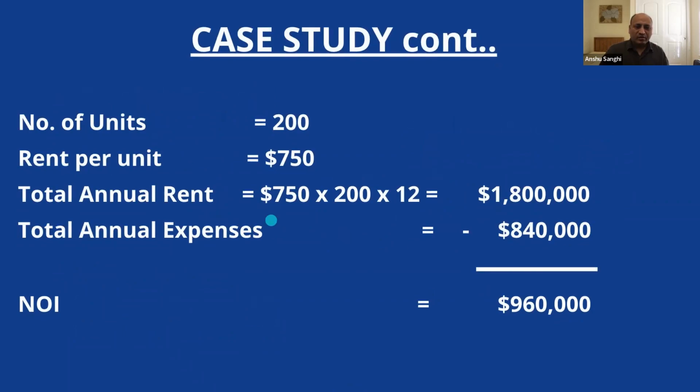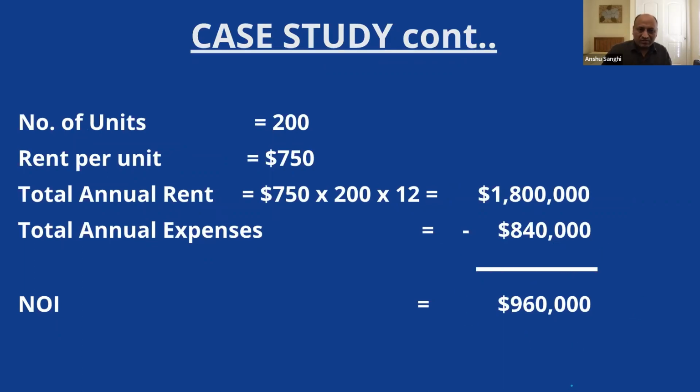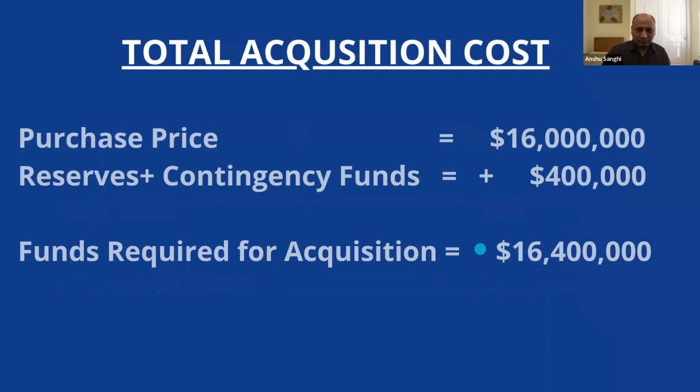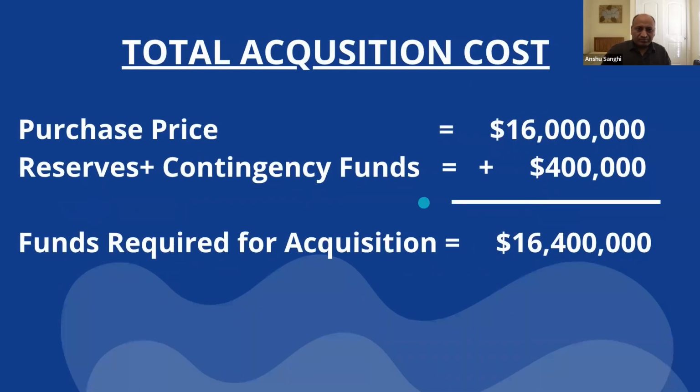So the total annual rent for the property will be 1.8 million. Subtracting the annual expenses, we get a net operating income of $960,000. So the fair purchase price for the property in that market will be 960,000 divided by 6%, and we get $16 million. Planning for reserves and contingency funds, let's say $400,000. Funds required for acquisition is 16.4 million.